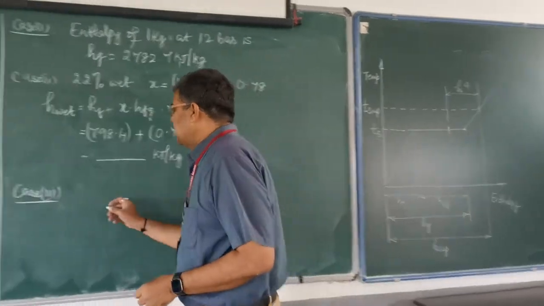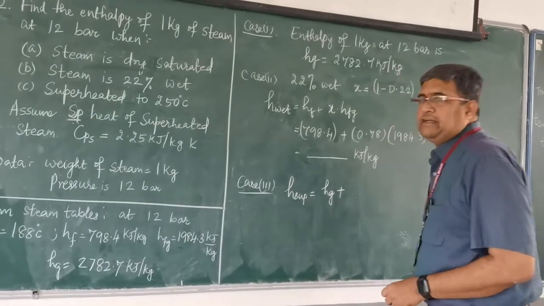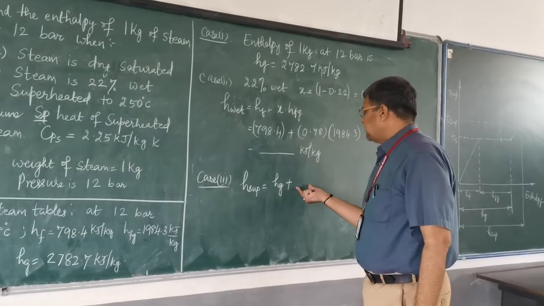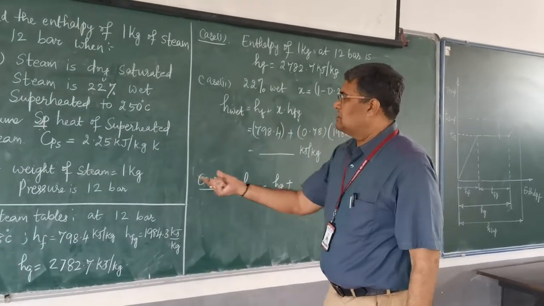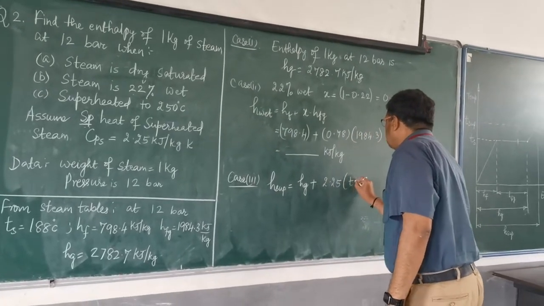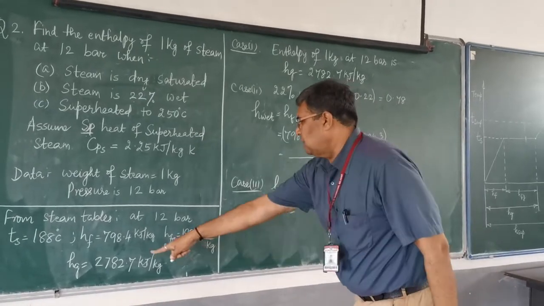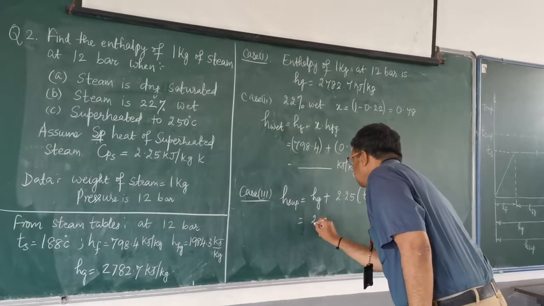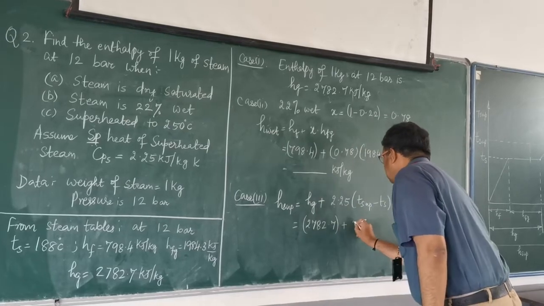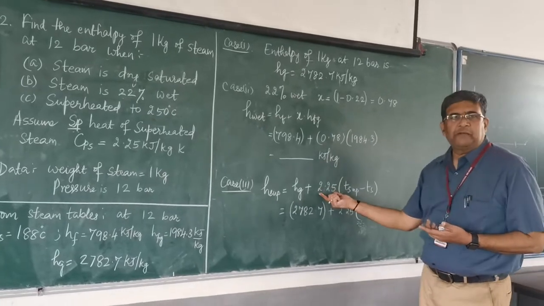Okay. So what we will write as h superheated will be equal to hg. That amount of heat anyway has to be added, plus up to the superheated temperature, that is the specific heat into the difference in temperature. What is the specific heat given as? 2.25. So this is 2.25 into T superheated minus T saturation. So the value of hg we already know, 2782.7, plus 2.25 inside bracket. Now again the same thing. This is kilojoules per kg Kelvin.